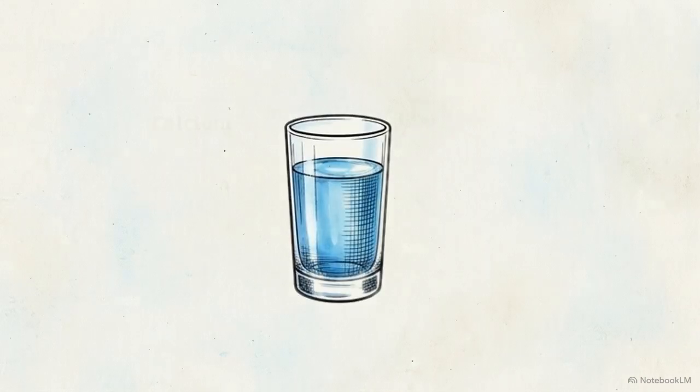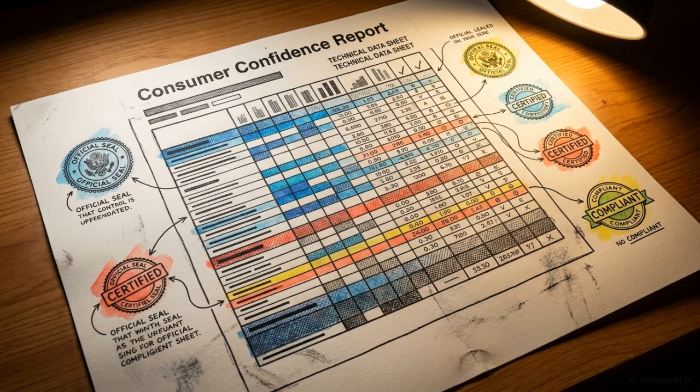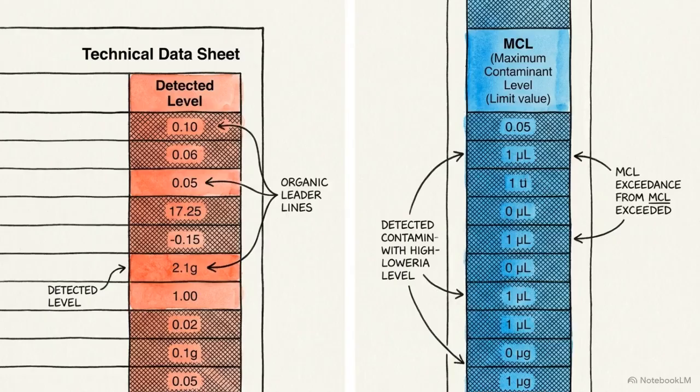Tap water contains a microscopic mixture of minerals, treatment chemicals, and trace metals that remain in the liquid even after it leaves a treatment plant. Every year, your utility sends you a Consumer Confidence Report, a data sheet detailing every substance detected in your supply. We are going to decode the report from the fictional Gotham Public Water System to identify exactly what is in a typical glass. Learning to read these specific columns allows you to identify exactly what is detected in your supply and compare those levels to federal safety standards.